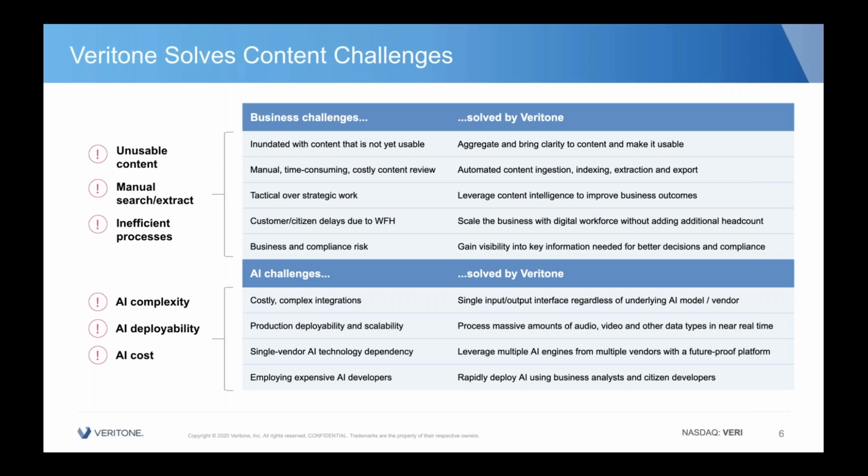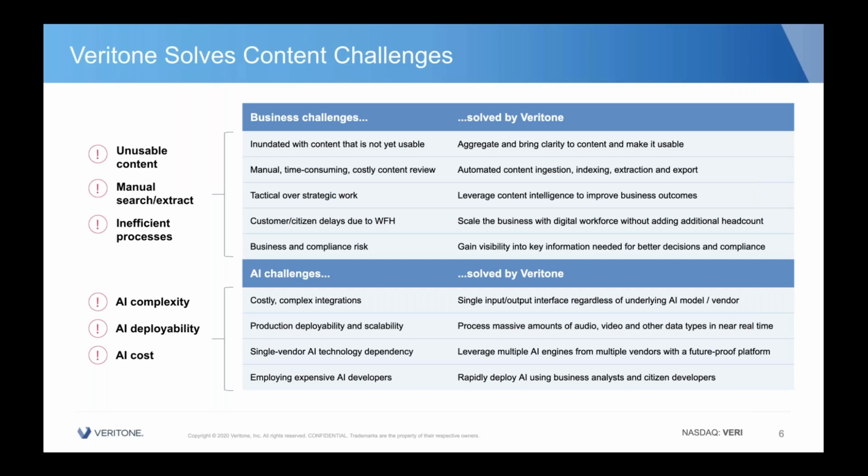And then finally, inefficient processes. Many business processes can be automated end to end, but the missing piece is the video, audio, and text aspects that are being used in the business process, where again you have to have manual effort to get to those things. So being able to automate that last frontier of content is really what Veritone does.